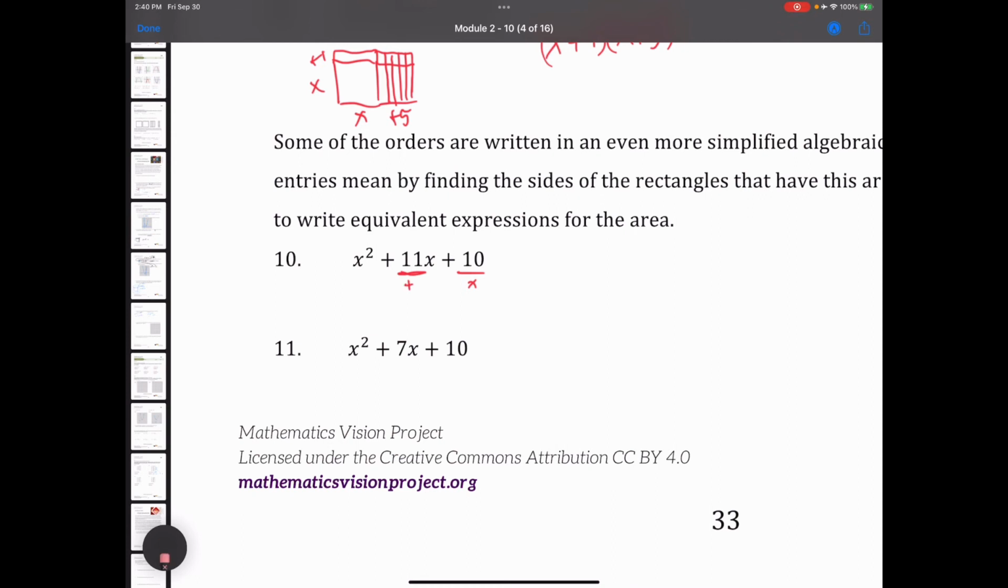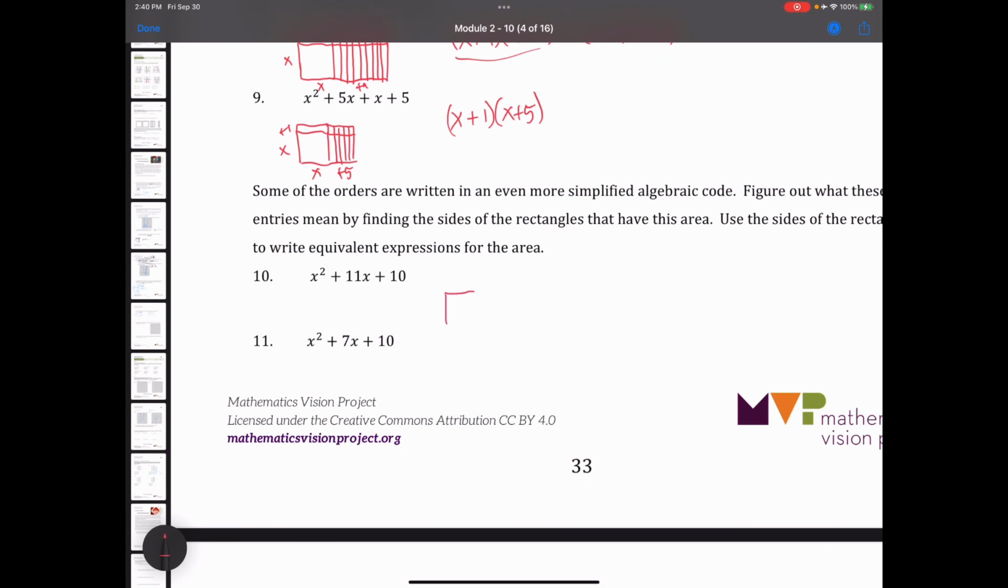So as I'm thinking of factors of 10 that might add to 11, I think the factors of 10 are 2 and 5, which would add to 7, or the factors of 10 are also 10 and 1, and those actually do add to 11. So what we can do is say, okay, I've got this x squared block here, and I'm going to have it added by 1 on one side, and added by 10 on the other side.